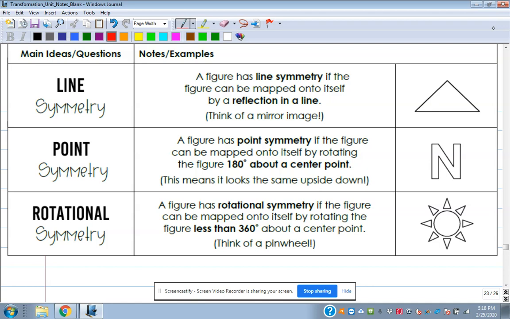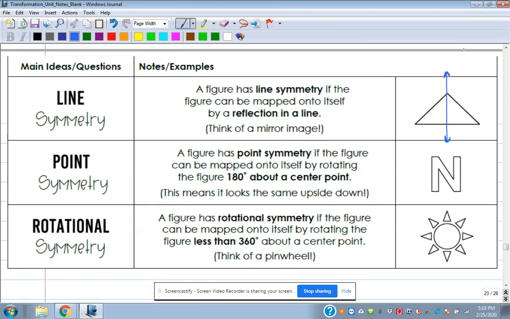Symmetry. I like symmetry. Symmetry is a wonderful thing. There are several types of symmetry. There are three that we're going to focus on: line symmetry, point symmetry, and rotational symmetry. Line symmetry is just that. You can draw a line through it and fold it along that line, and it matches up perfectly. For example, this triangle would have line symmetry down that line. Point symmetry is a little harder to see sometimes. The best way of thinking about it is, in parentheses, it says looks the same upside down. If you can take the picture and flip it and it looks exactly the same, it has point symmetry.